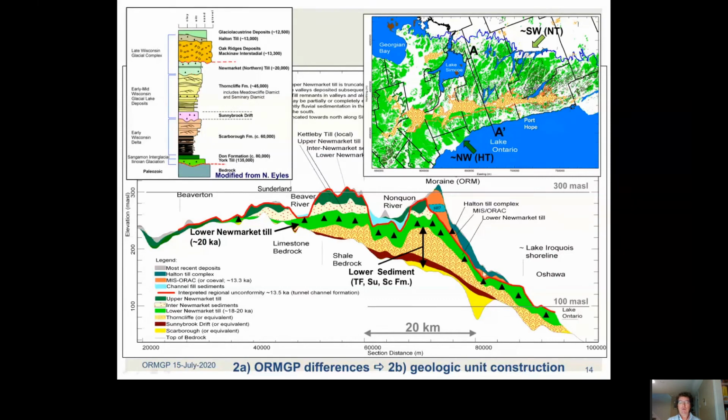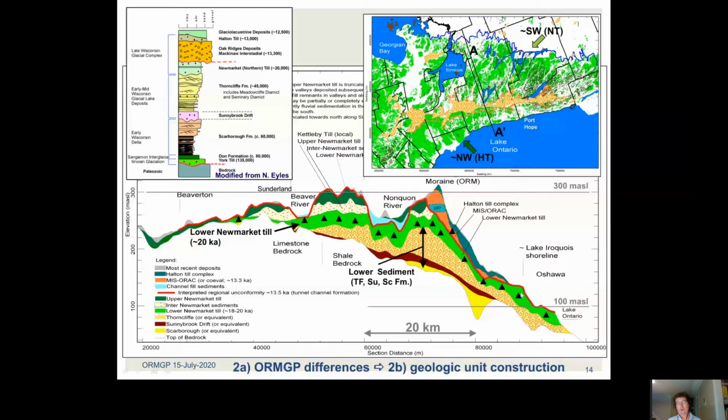But then again, I just want to point out that that differs from the interpretation of Dave Sharp. And then another thing that it may be different, I noticed that a recent paper by Sukan and Nick Giles suggested that the Halton Till also occurred below the Lake Iroquois shoreline.